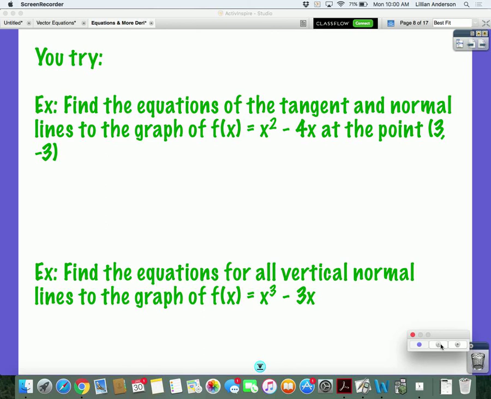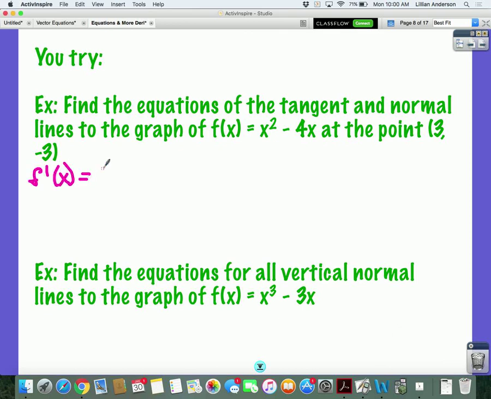All right, so find the equation of the tangent and normal lines for the graph that we have here at point 3, negative 3. So you had to find the derivative, which was what? 2x minus 4, and then you have to actually plug in the value of 3 to get 2. This right here represents the slope of the tangent. So then what would be the slope of the normal?